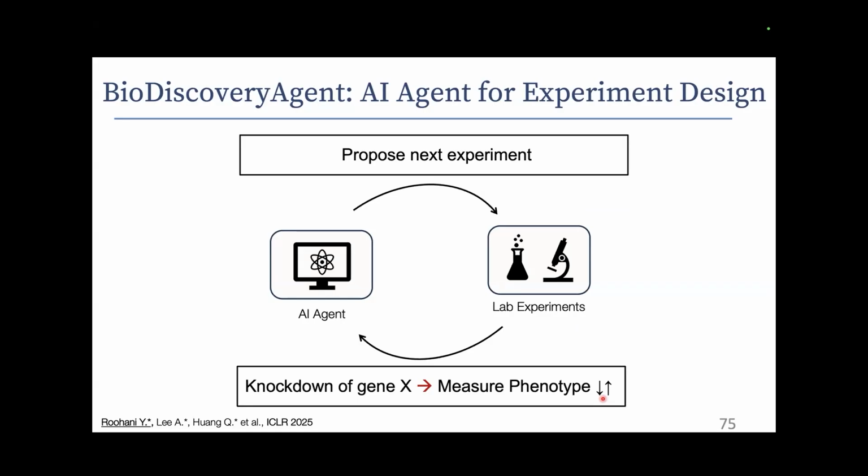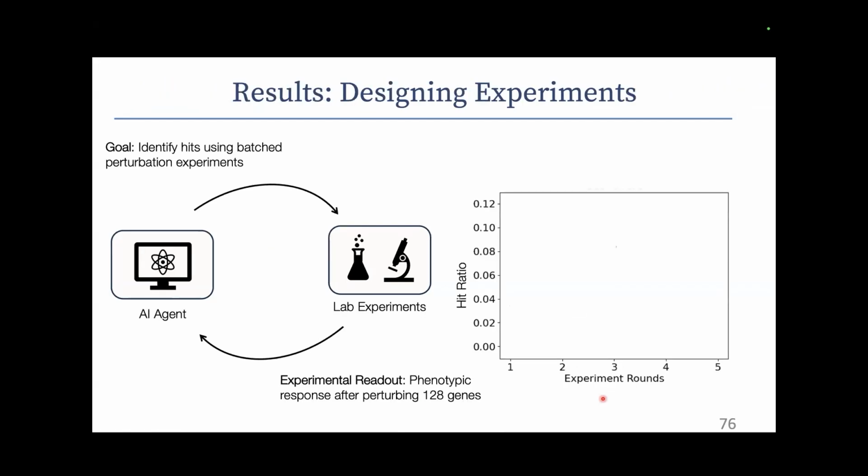We did this again within the context of knocking down genes and measuring phenotype. Here the goal for our model was, can we identify strong responders? This is another screen in T cells, and we wanted to identify perturbations that lead to an overactivation of a specific pathway. So what we do is the model makes its first guess of, okay, you should try perturbing these 30 or these 60 different genes.